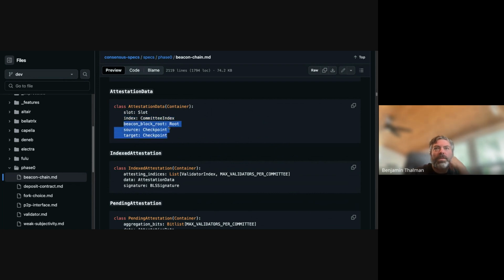And then you see the data. You have a beacon block root, you've got a source and target checkpoint. The way to think about checkpoints is that they demarcate epochs. A checkpoint is basically the block in the 1st slot of that particular epoch. So that's the way to think about a checkpoint.